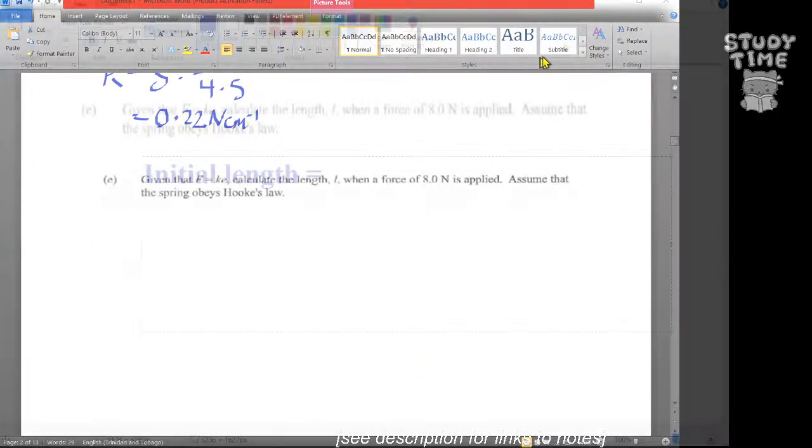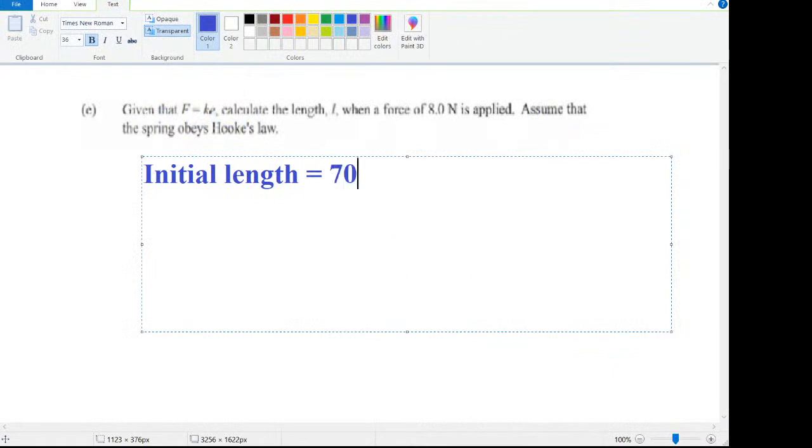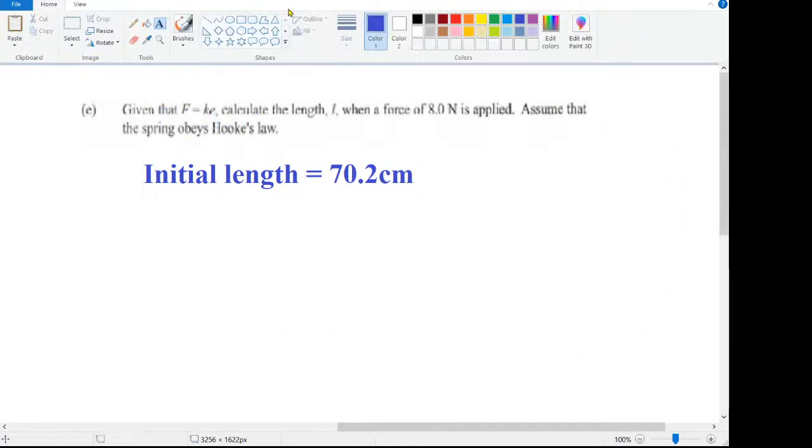Alright, so 70.2 cm is the initial length. So whatever we get here, we have to add it to that after. Alright, so when I force a 8, assume that the spring obeys Hooke's law. Okay, so we're going to say F is equal to KE, and this is going to rearrange as, we're going to get the extension, so E is equal to F over K.